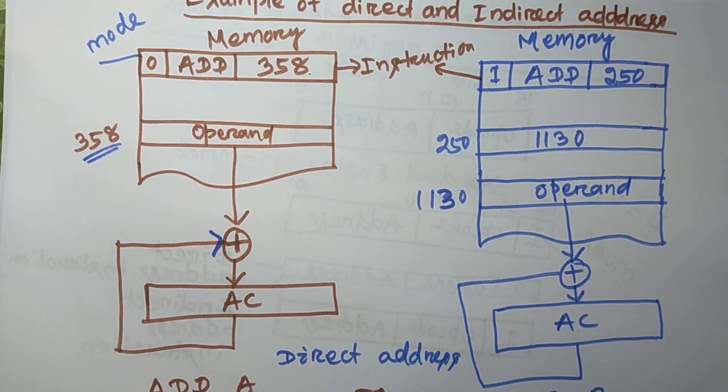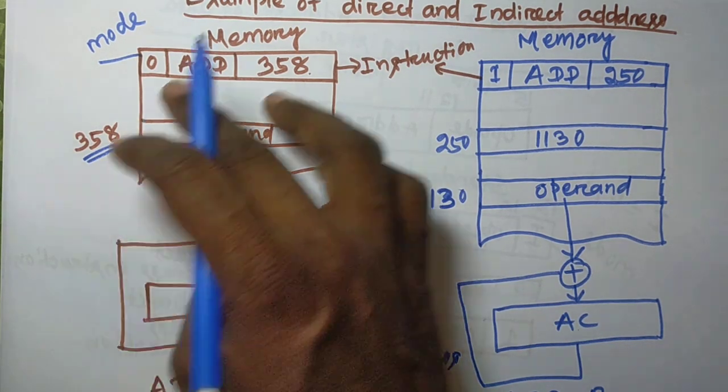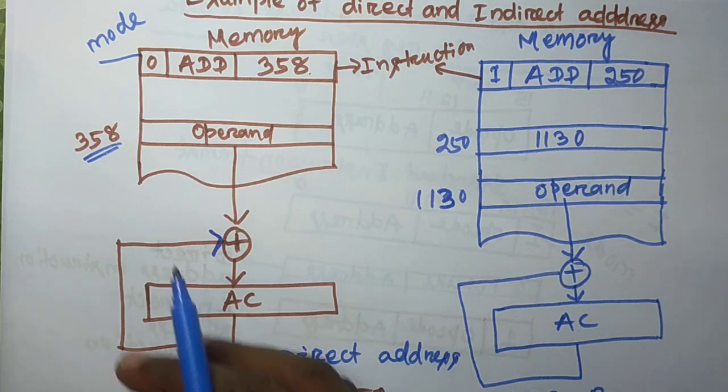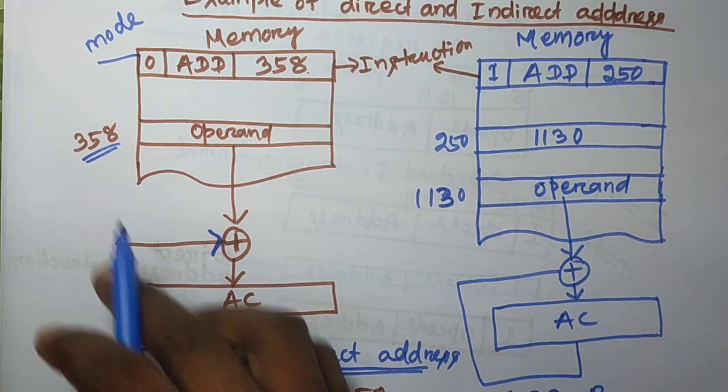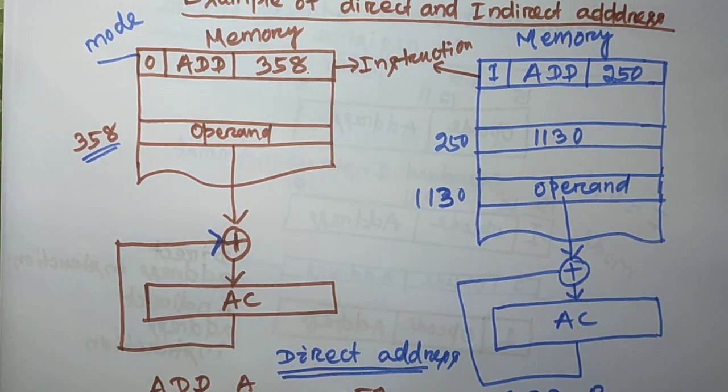If this kind of operation or this kind of mode is there, then we can tell that it is a direct address. We can tell it is a direct address. A very simple example is given.